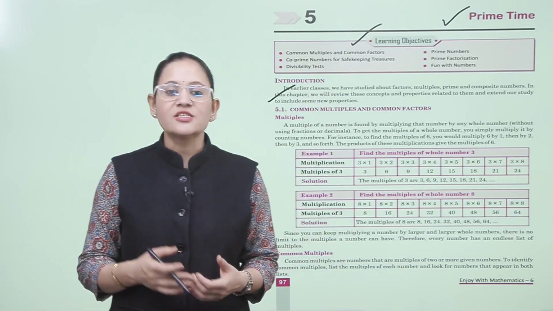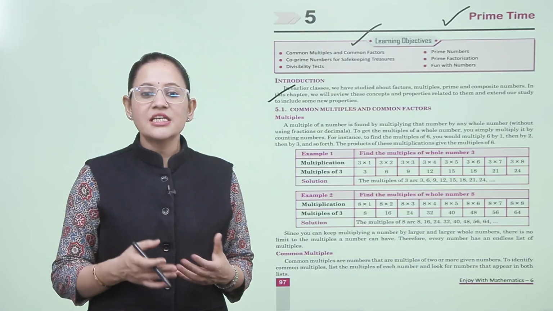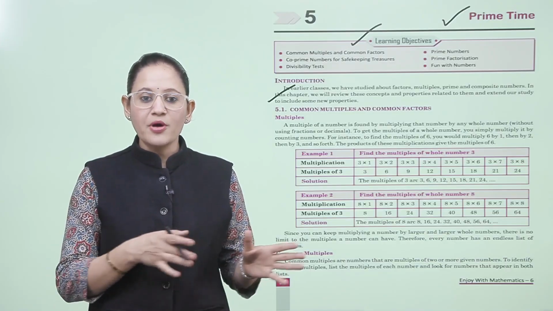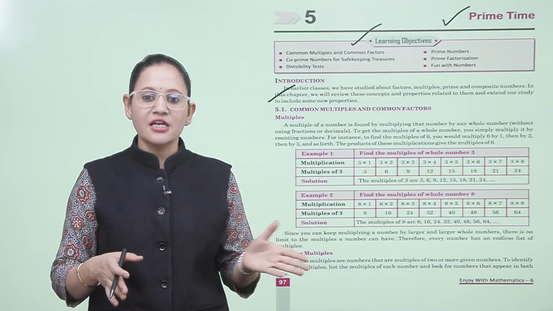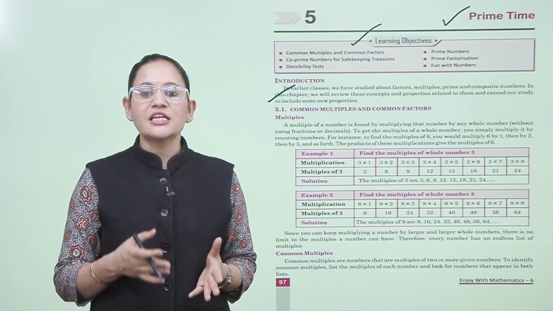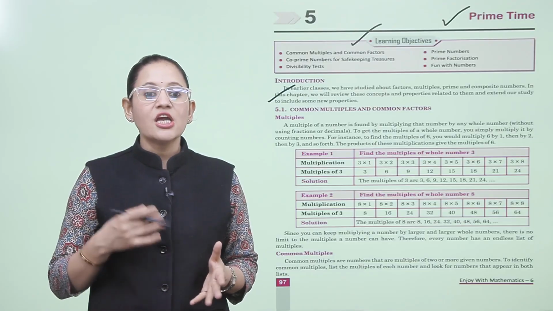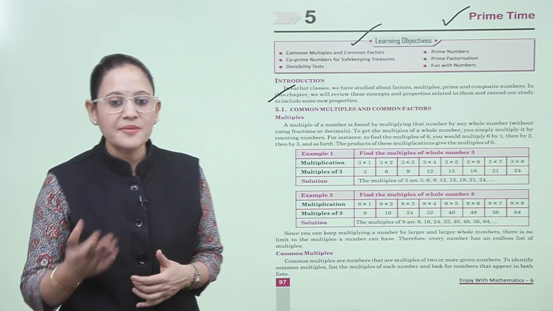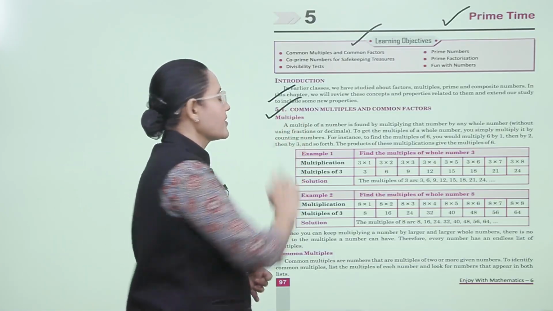In earlier classes, we have studied the factors, multiples, prime and composite numbers. In this chapter, we will review the concept of properties related to them and extend our study to include some new properties. First is common multiples and common factors.